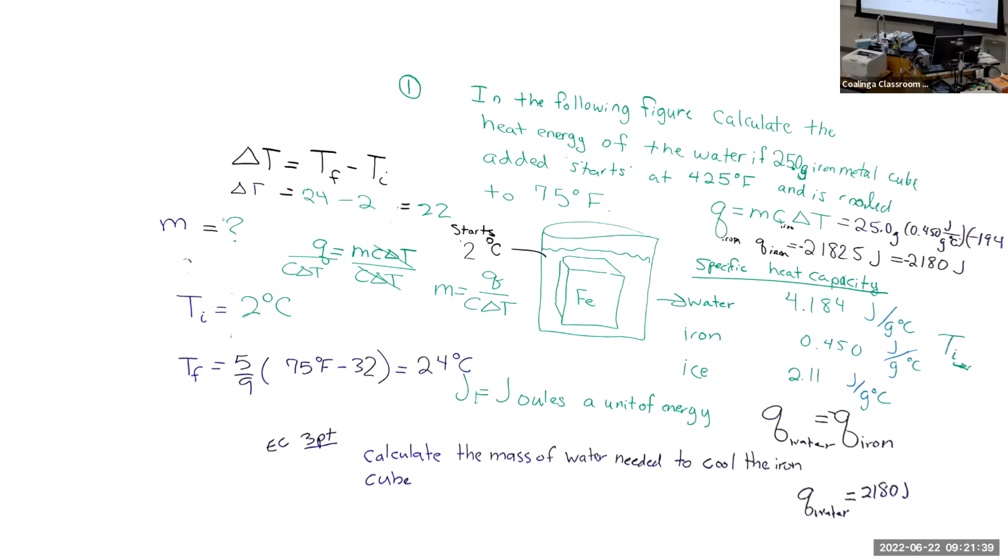So 4.14 would be the C. Yes, so the actual value is 4. It's called specific heat, or specific heat capacity.